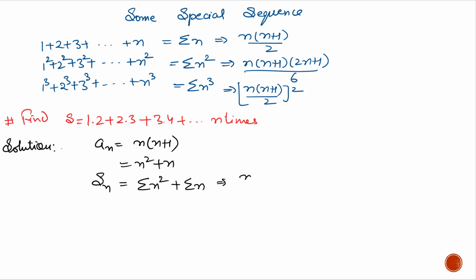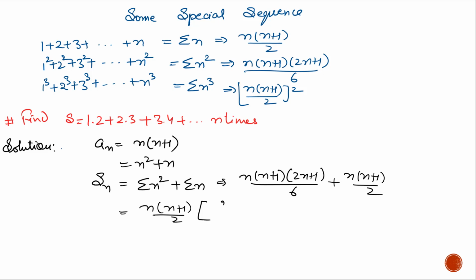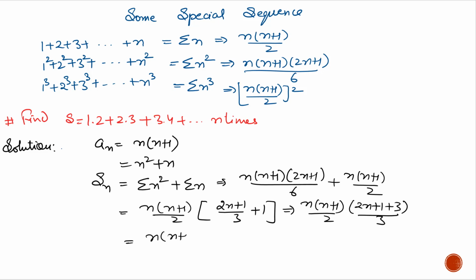The formula for the sum of squares of n natural numbers is n into n plus 1, 2n plus 1 upon 6, and the formula for the sum of n natural numbers is n into n plus 1 upon 2. If we take n into n plus 1 upon 2 common, we have in bracket 2n plus 1 upon 3 plus 1, and after further simplification we will get n into n plus 1 upon 2 multiplied by 2n plus 4 upon 3. And the final answer is n into n plus 1, n plus 2 divided by 3.